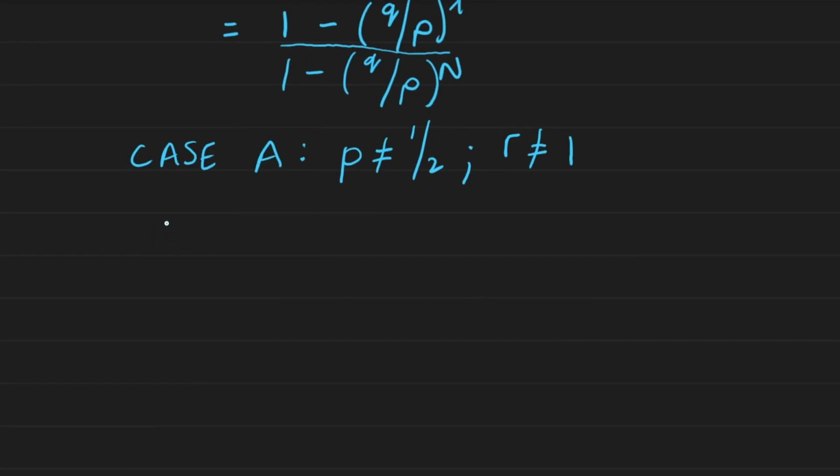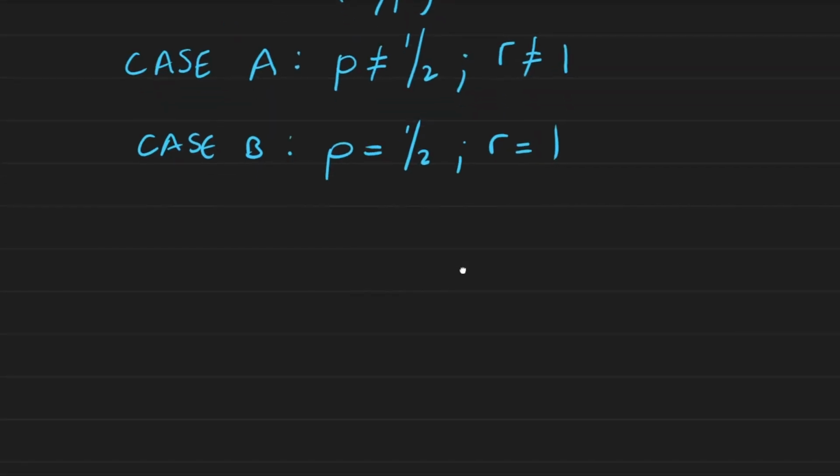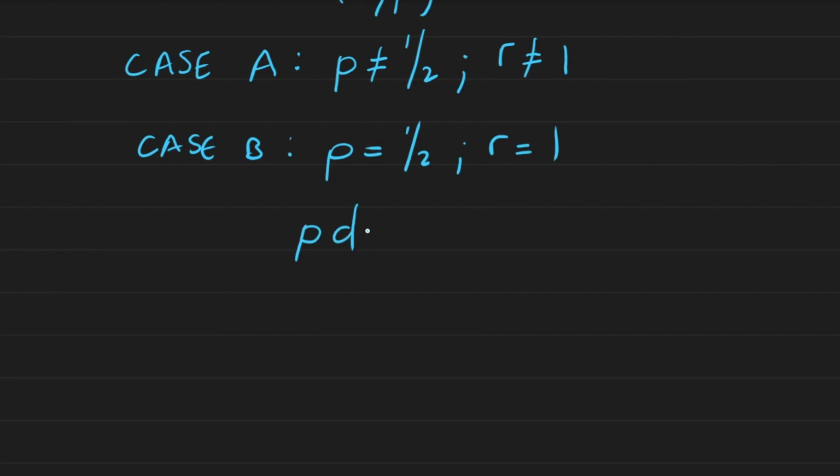On the other hand, we can consider another case, case B, and this is where p is equal to a half. In this case, r is equal to 1. So if that's the case, it becomes quite easy. You would remember that we saw earlier on that we had p d_(i+1) is equal to d_i times q. So if p and q are equal, then it means that d_(i+1) is just equal to d_i. In other words, the forward differences are just the same.